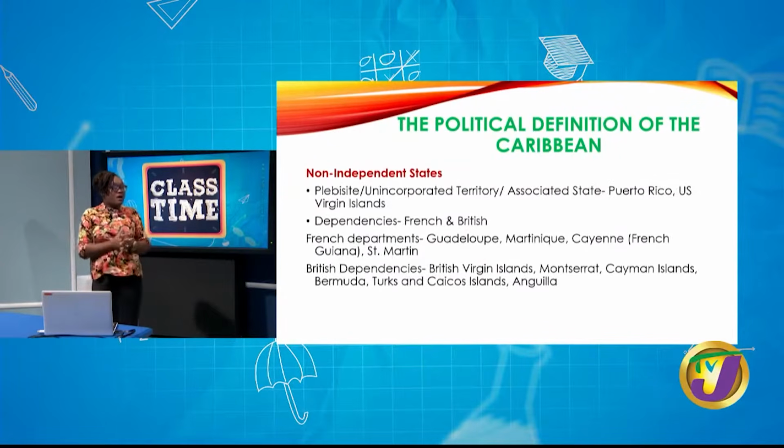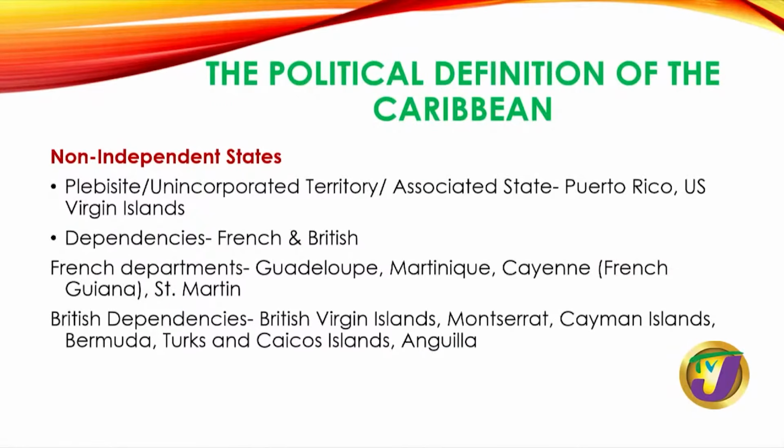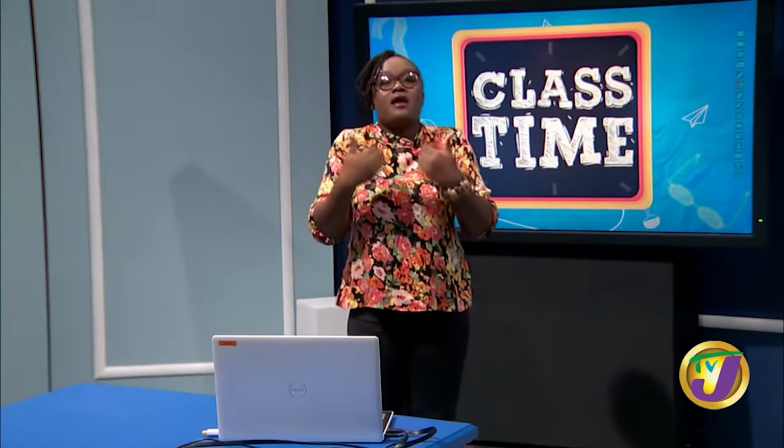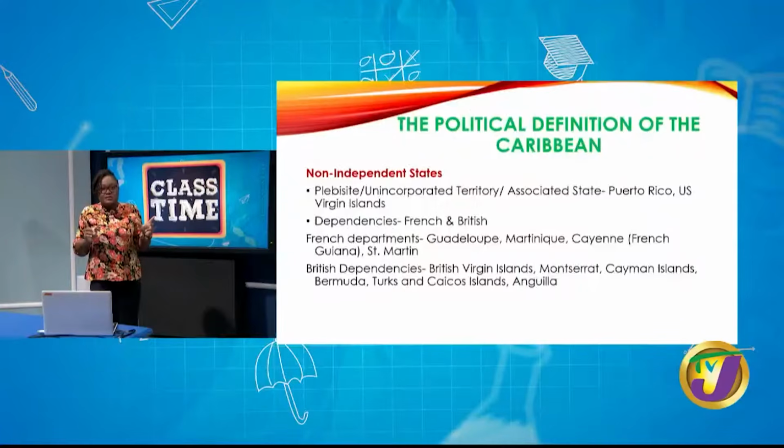What are some other aspects of the political definition that we can think about? Non-independent states. And notice I said non-independent. I didn't say dependent. I said non. Because they are in various stages and it's a little bit complicated. So let's go with the first one. Plebiscite. Unincorporated territory. Associated state. Those words are used interchangeably, as in the case of Puerto Rico and the U.S. Virgin Islands. No, they're not colonies. Neither are they independent. They have what is called internal self-government. So they are able to run their own show, more or less, right?